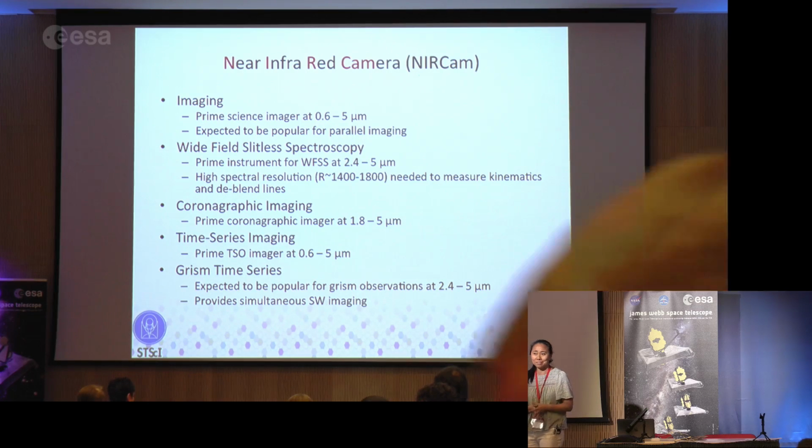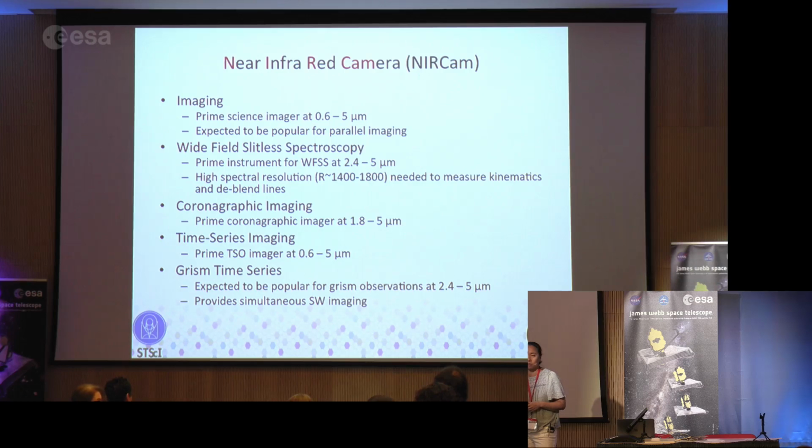I say that it's really a camera in the sense that if you look at the number of pixels associated with the short wavelength channel, it's actually like a 32 megapixel camera. So it's really comparable to the digital cameras that you buy and take pictures with today. The long wavelength channel has fewer pixels. It's more like an 8 megapixel camera, but still they're approximately Nyquist sampled. So the short wavelength channel goes between about 0.6 microns to about 2.4 microns. It's critically sampled at 2. The long wavelength channel goes from 2.5 to 5 and is critically sampled at 4. So we expect, of course, NIRCam to be the prime science imager at 0.6 to 5 microns. And we expect it to be popular for parallel imaging.